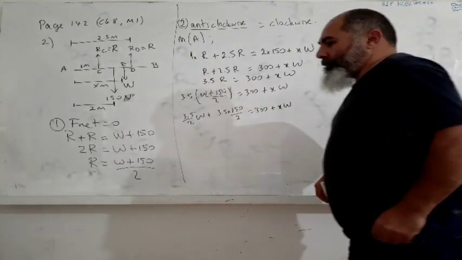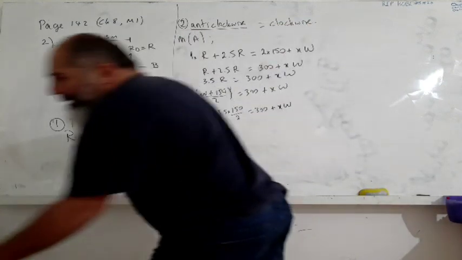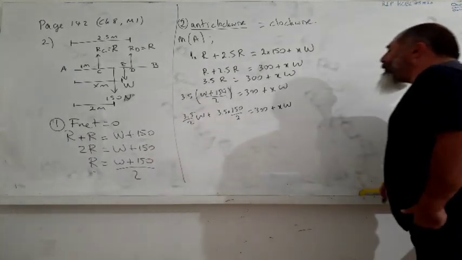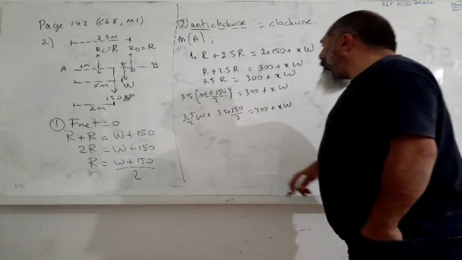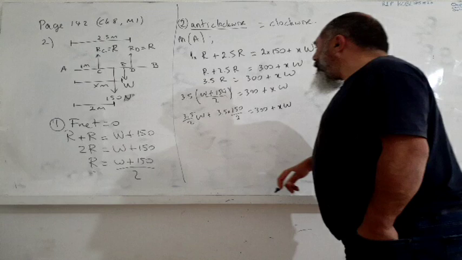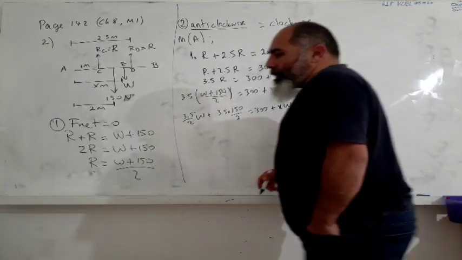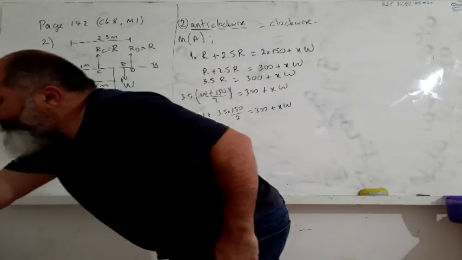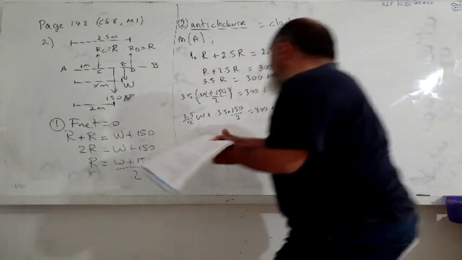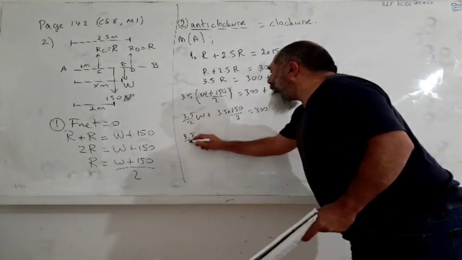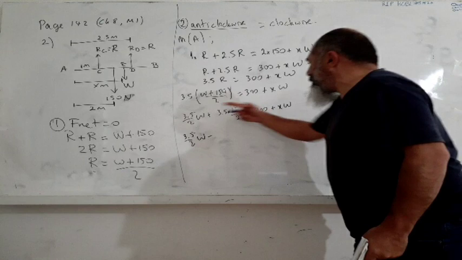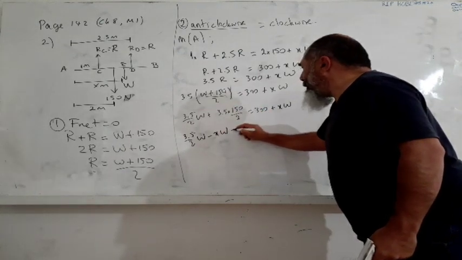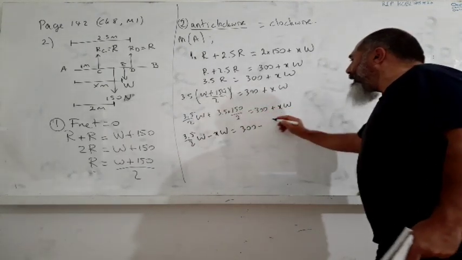And yes, we need to show W in terms of x. So (3.5 over 2)W minus xW, I took that one to the left-hand side, is equal to 300 minus 3.5 times 150 over 2.